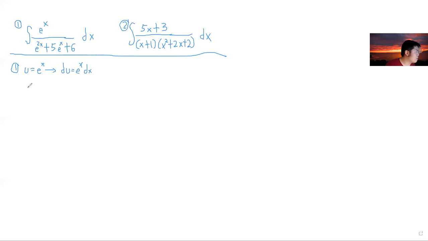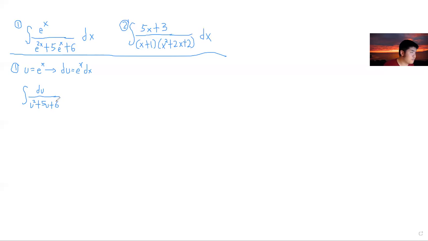So that means here, it's now become du over e to the power of x squared. So that's u squared plus 5u plus 6. So now we have a rational function that we're dealing with.